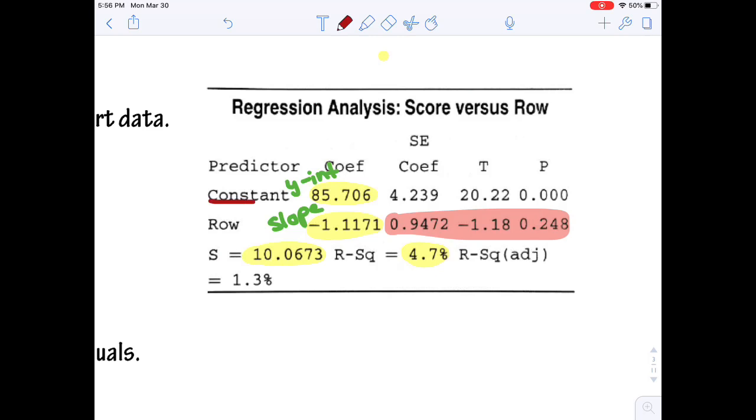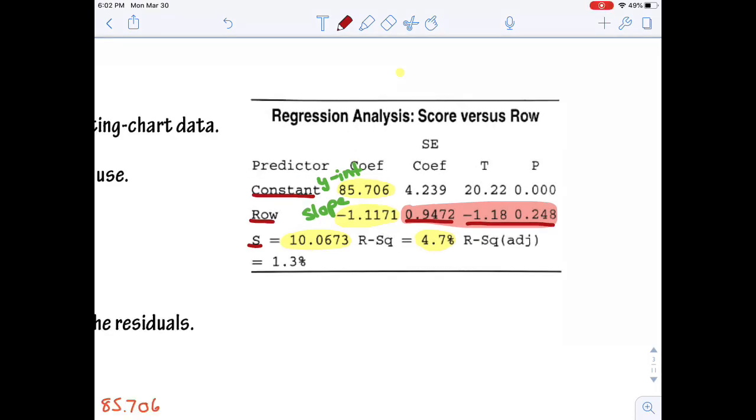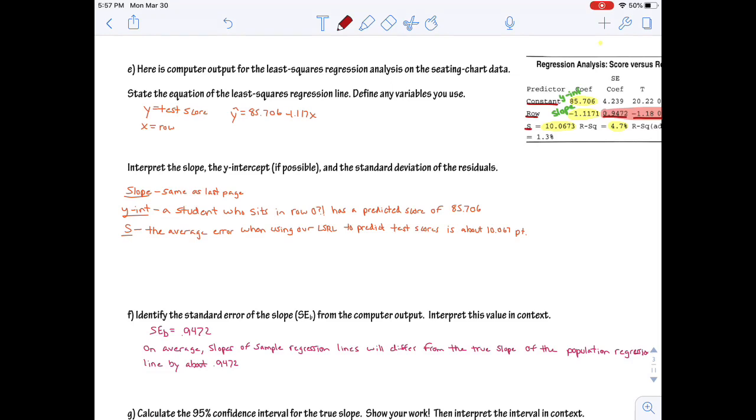So the coefficient on my constant, which is my y-intercept, and the coefficient on my x value, which means it's my slope. We have our S, which is just the standard deviation of your residuals. We have SE, which is the standard deviation of your slope. And then what your test statistic would be and what your p-value would be. And this p-value is for a 2-sided test. Interpreting the slope from there.